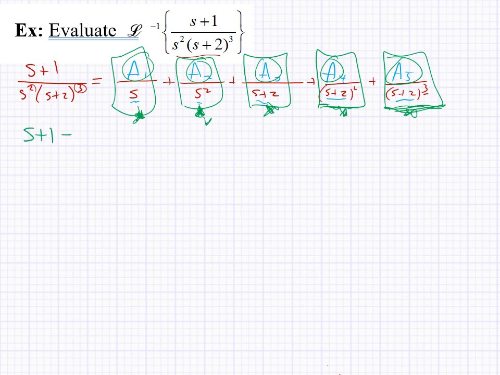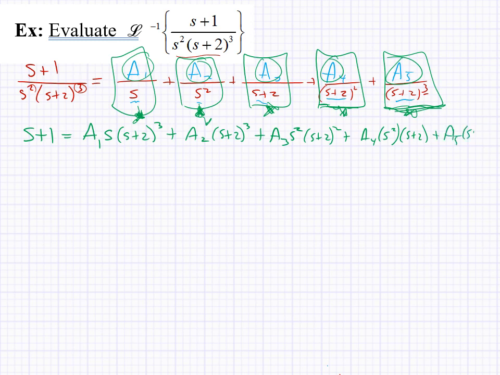So we got s plus 1 on the one side. We're going to have a1 times s plus 2 cubed. We're going to have a2 times s plus 2 cubed. We're going to have a3 times s squared times s plus 2 squared. We're going to have a4 times s squared times s plus 2, and a5 times s squared, I should say.